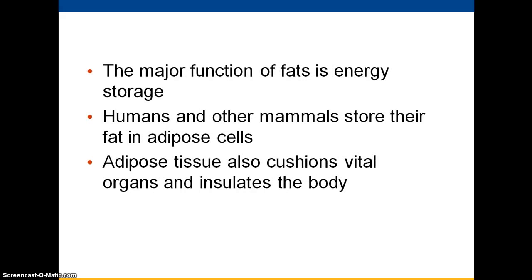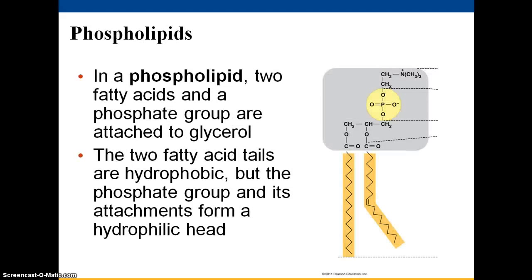What do fats actually do for us? Well, the major function of fats is energy storage. There's actually more potential energy in the hydrocarbon tails than in any other type of biomolecule. Additionally, we store our fat in what we call adipose cells. And adipose cells aren't just for energy storage, they also work to help cushion our vital organs and to insulate our bodies.